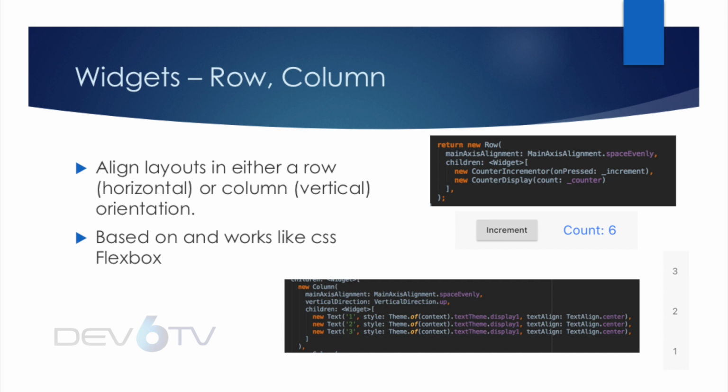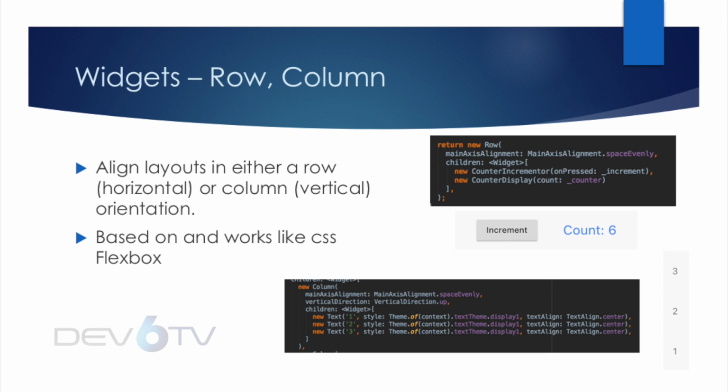On to the next widgets. The row and column are widgets more for layout. Anybody familiar with CSS Flexbox? These essentially work the same way. Rows will align all the children widgets side by side horizontally, as you can see here with this increment button and the text. They're laid out side by side with the row widget.